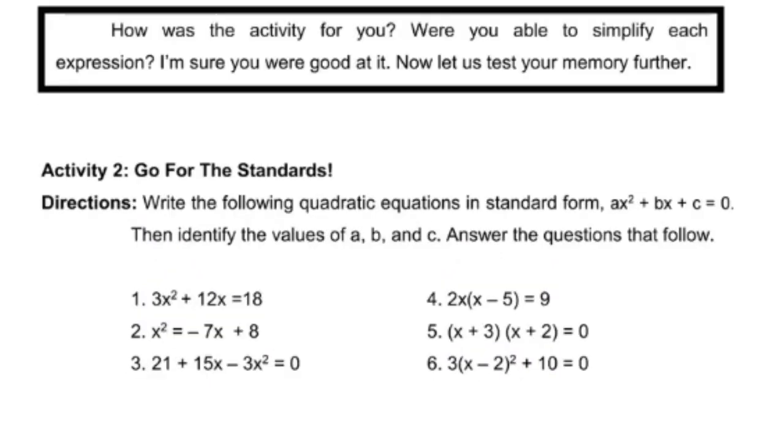Then Activity 2, go for the standards. We're going to write the following quadratic equations in standard form, ax squared plus bx plus c equals 0. For numbers 4, 5, and 6, we're going to simplify the given by multiplying. For example, number 4, 2x times the quantity x minus 5. You're going to distribute 2x to x and negative 5. Then for number 5, you're going to apply the FOIL method. And for number 6, you're going to square first the quantity x minus 2, then multiply by 3, and so on.